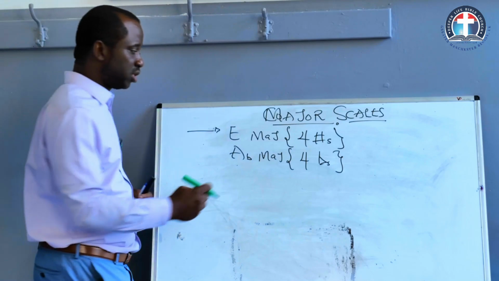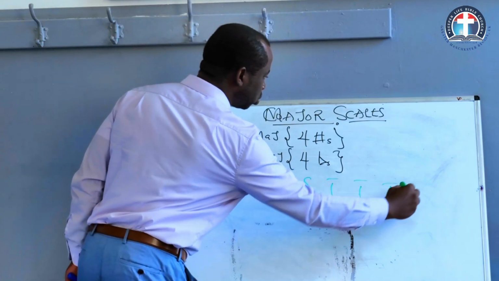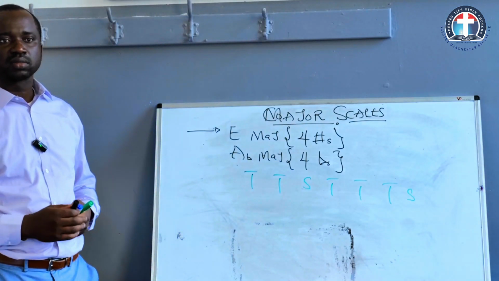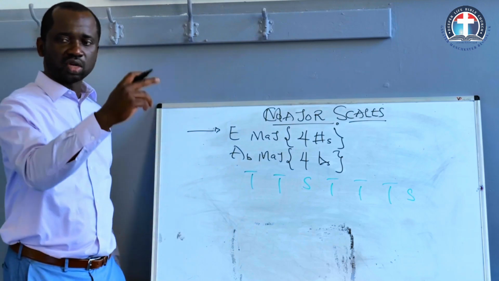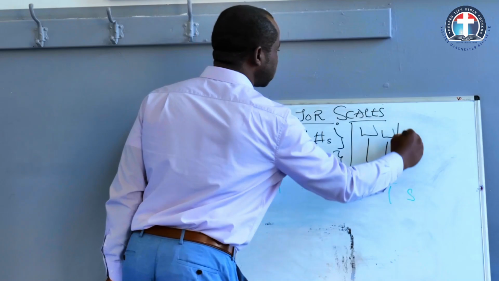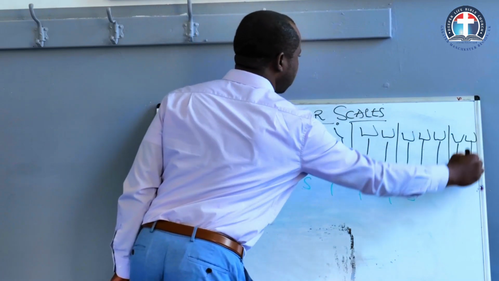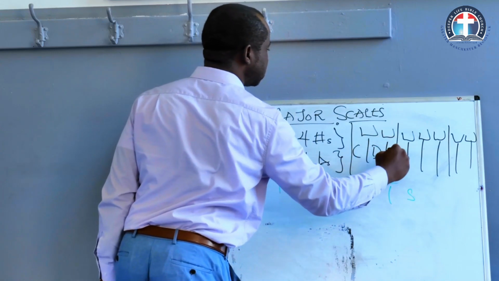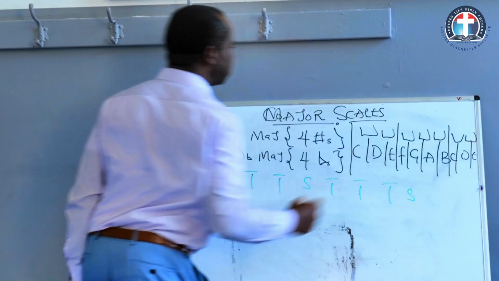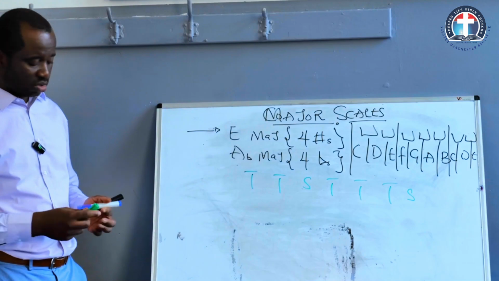You already know it. What is it? Tone, tone, semitone, tone, tone, tone, semitone. That's it. So if you know how to draw your keyboard sketch, if you draw your keyboard sketch, this is C, D, E, F, G, A, B, C, D, E. And then you use your tone, tone, semitone. You can do any of the scales.